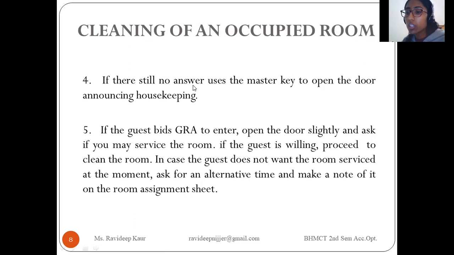Next, if there is still no answer, use the master key to open the door, announcing housekeeping. So at last, if you have the status report in your hand and the guest still doesn't open the room, you have the master key, so you can open the guest room with the master key. But before entering, you have to announce housekeeping so that the guest would know, or if the guest isn't in the room. These are the rules and the process we have to follow for entering the guest room. Next, if the guest bids the GRA to enter, open the door.